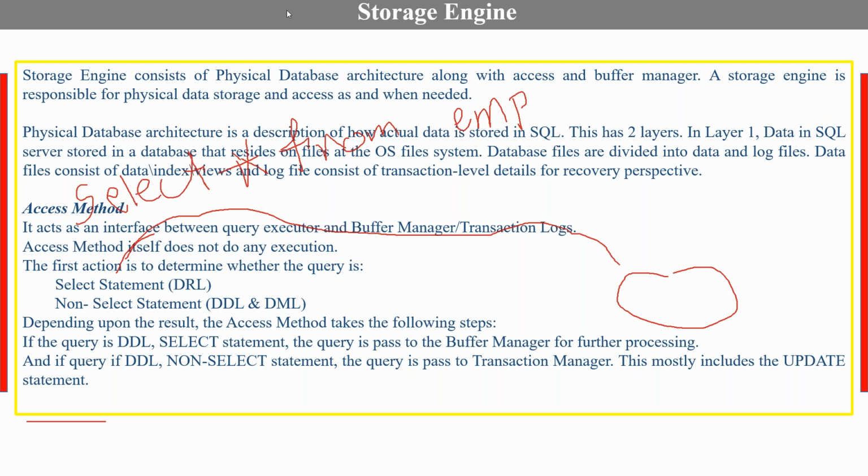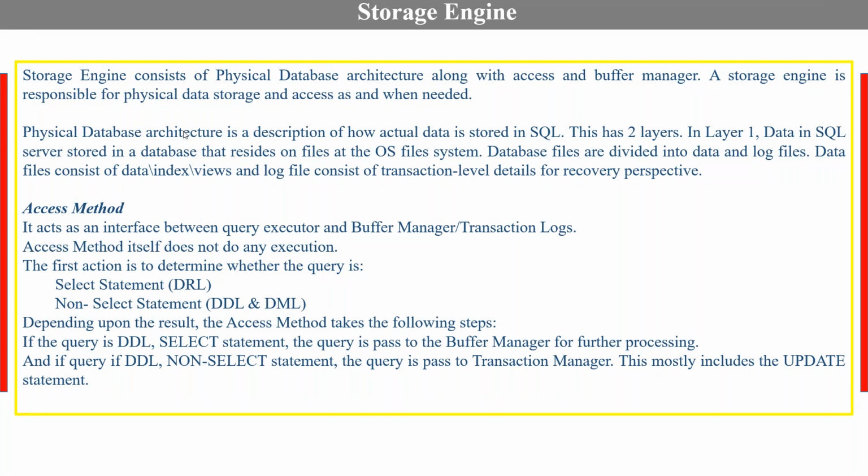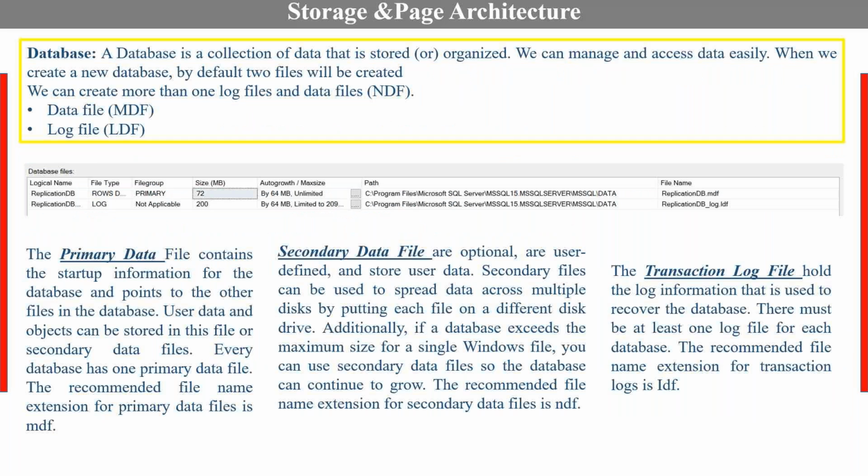Let me erase this content. The physical database architecture describes how actual data is stored in SQL Server. It has two layers. Physically, your data is residing in files. Let me show you a picture. Your data is residing in files: .mdf, the master data file, which we'll discuss a lot, and .ndf.